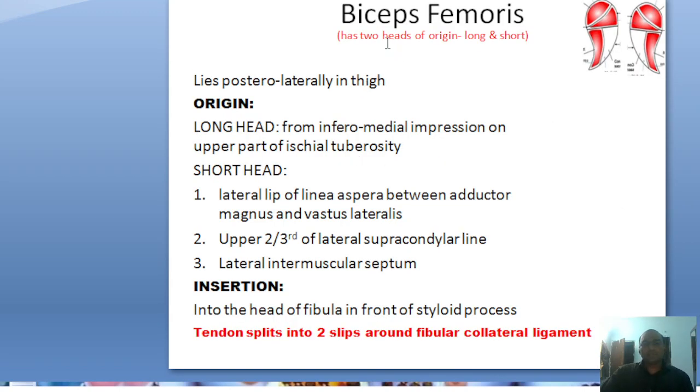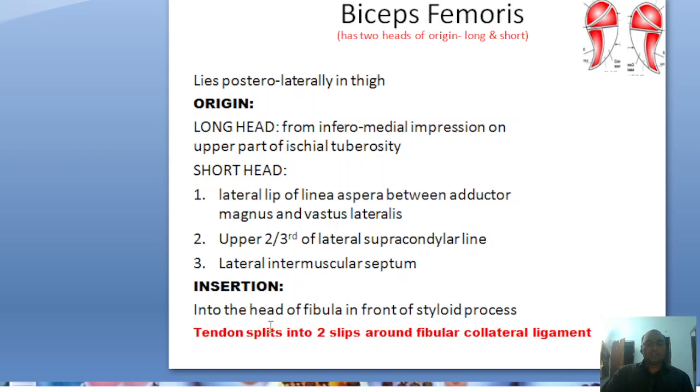Another hamstring muscle is biceps femoris, lies posterolateral in the thigh. Origin: long head is the hamstring part, from the inframedial impression on the upper part of the ischial tuberosity. Short head arises from the lateral lip of linea aspera between adductor magnus and vastus lateralis, upper 2/3 of lateral supracondylar line, and lateral intermuscular septum. So this is the origin of biceps femoris. Only the long head is hamstring part, the short head is non-hamstring part.